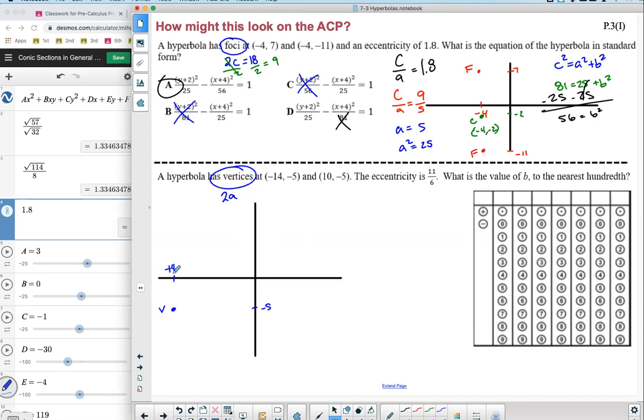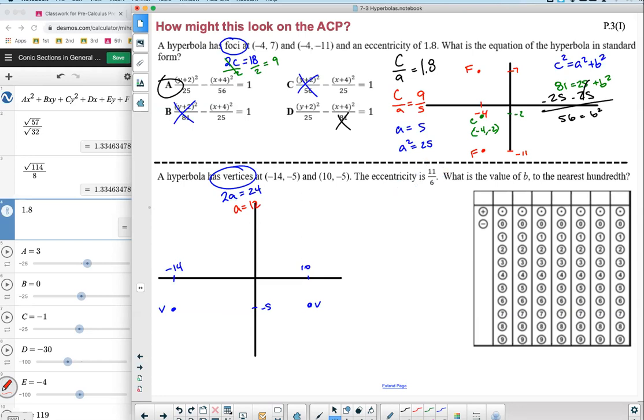So we go left 14. Doesn't look like much of a 14. Let's try that again. Left 14. We go right 10. Down 5. Okay, so these are my two vertices. I go 14 to the left, 10 to the right. That's a total of 24. 2A equals 24. What does A actually equal? 12. Good.